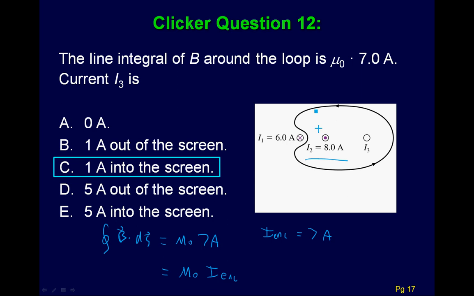So now the current there is 8, and what has to happen is the current I3 has to be equal to 1 amp, and it has to go inwards, so that when you add up your current enclosed, it's that 8 amps minus 1 amp, and that gives us 7 amps. Okay, so that's how that current enclosed business works.